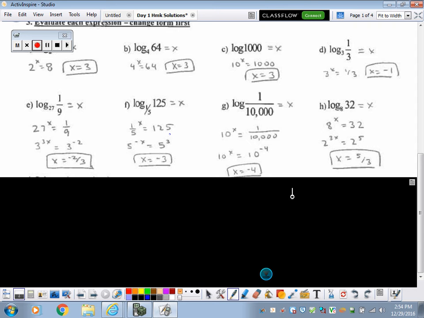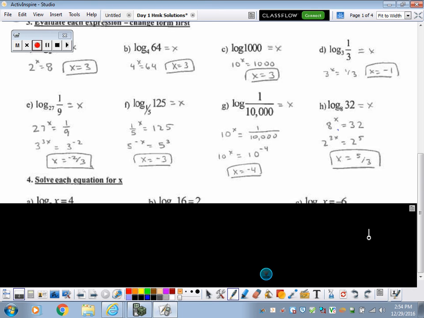X equals -4. And then letter H, 8 to the what power is equal to 32? And again, rewriting both 8 and 32 with a common base of 2. 32 is 2 to the 5th. 8 is 2 to the 3rd, so 2 to the 3x. And then set the exponents equal to each other. X is equal to 5/3.